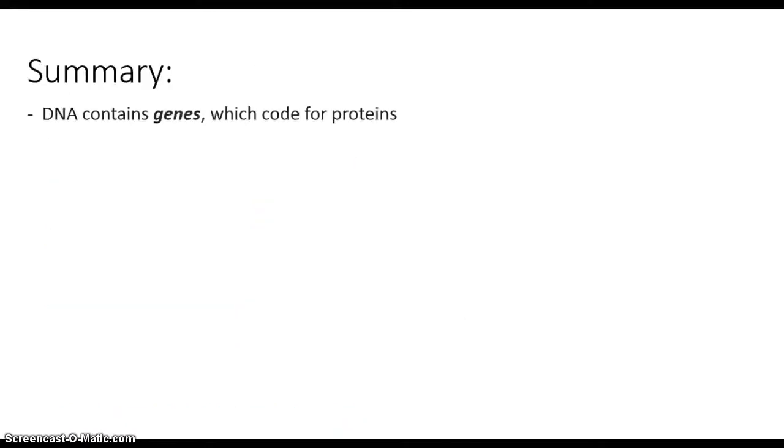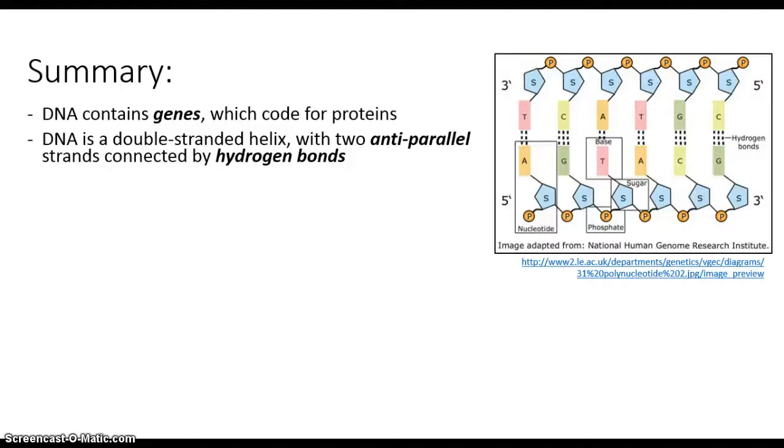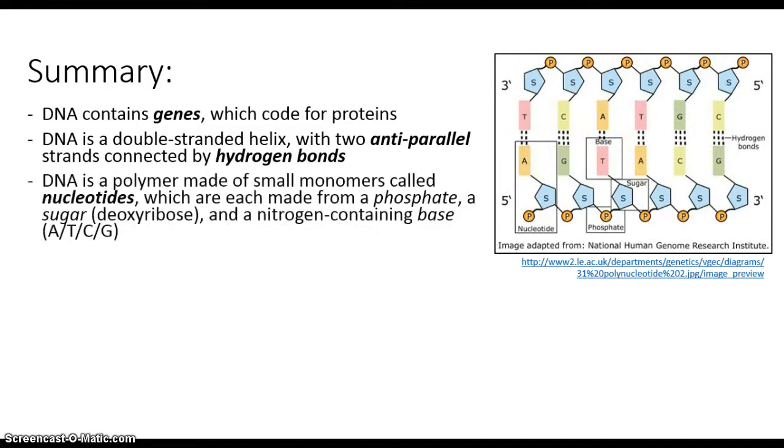So, in summary, DNA contains instructions called genes which code for proteins. The DNA is a double helix with two strands that are antiparallel, and these antiparallel strands are connected by hydrogen bonds. This molecule is a polymer made of many monomer subunits, these nucleotides as they're called, each of which is made of a phosphate, a sugar called deoxyribose, and a base, either adenine or guanine or thymine or cytosine. These bases always pair in certain ways. A's always pair with T's, C's always with G's.